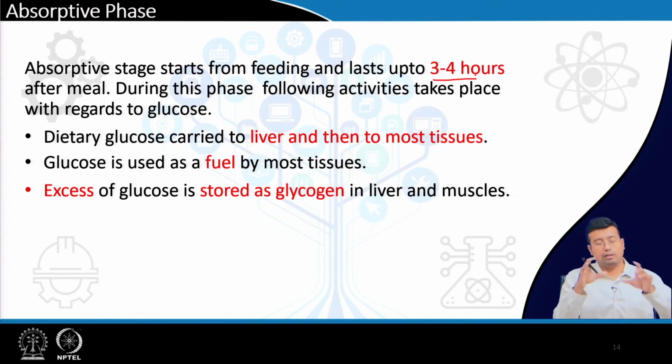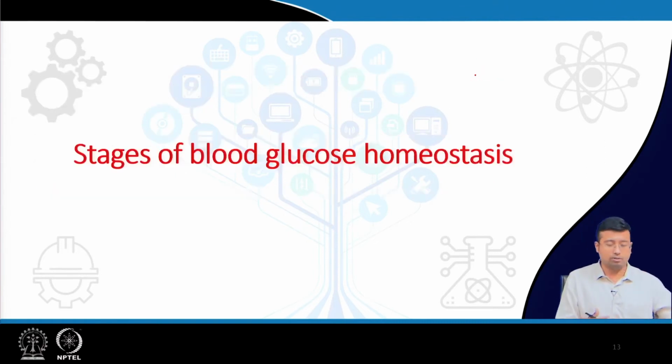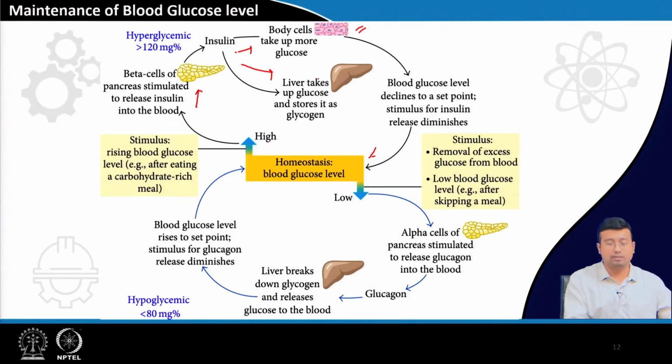So, if the adequate level of diet is there, it means glucose level is high, and then insulin will be acting. So, this is actually when we are in the absorptive phase. Okay, you can consider this, right?